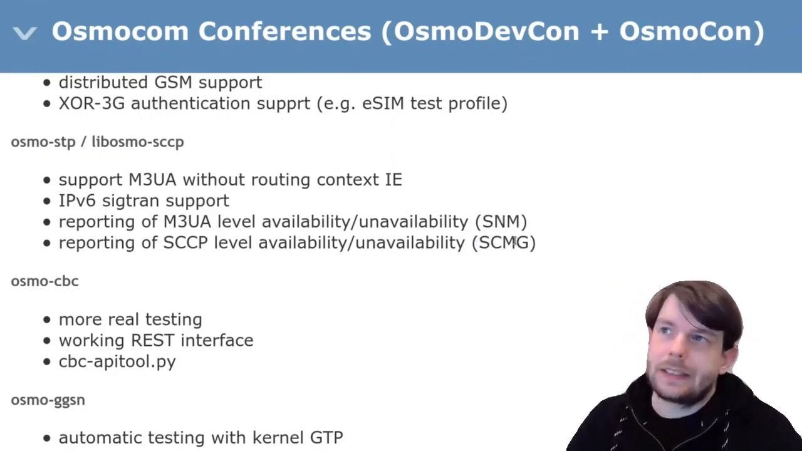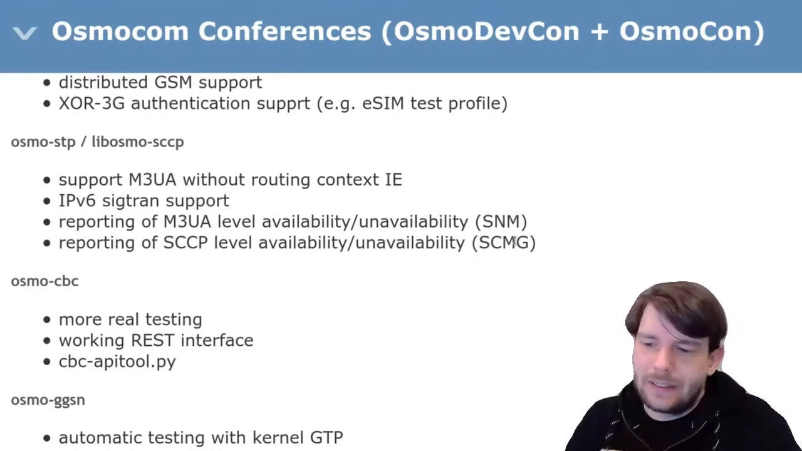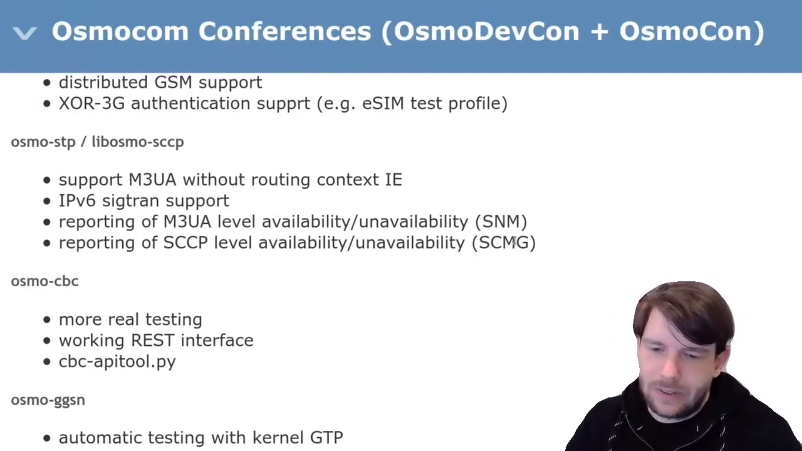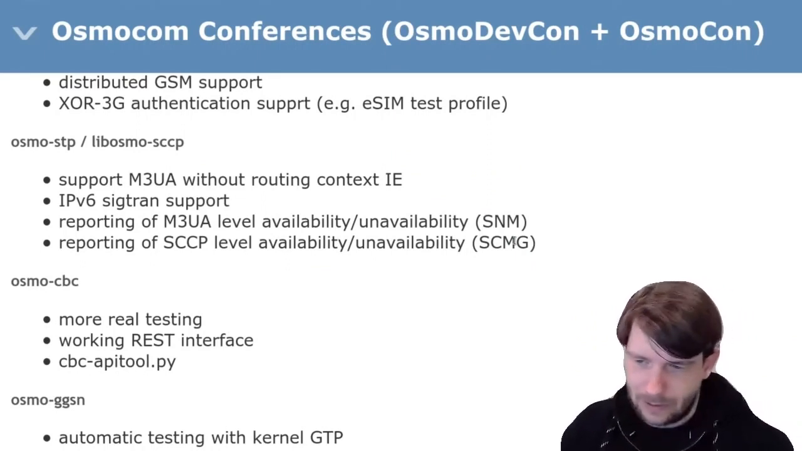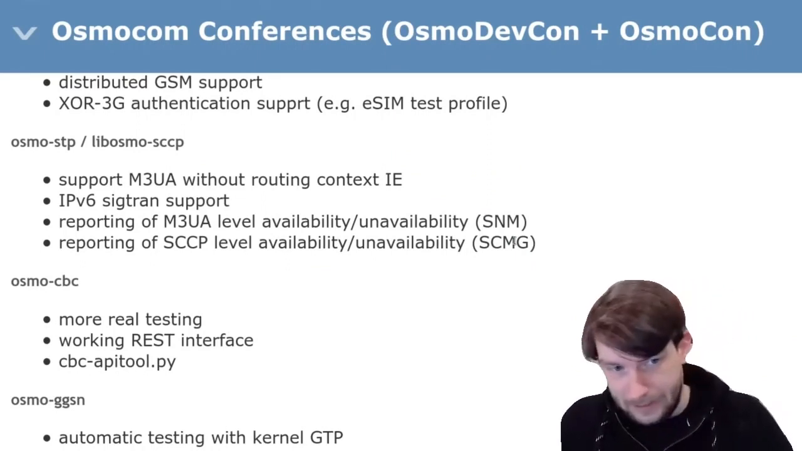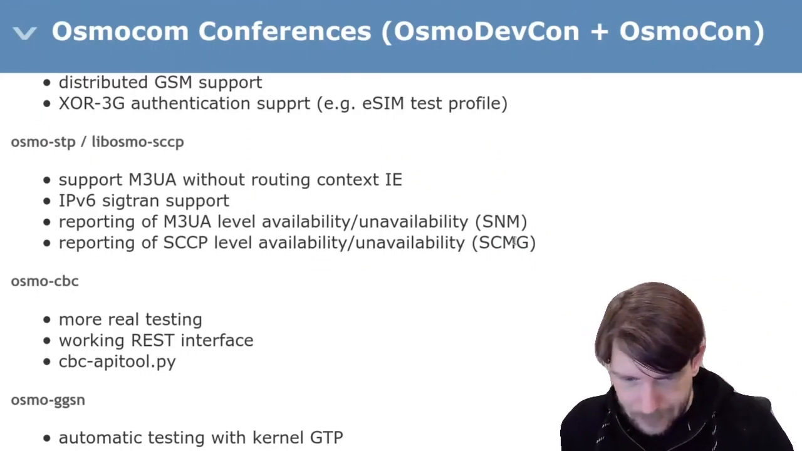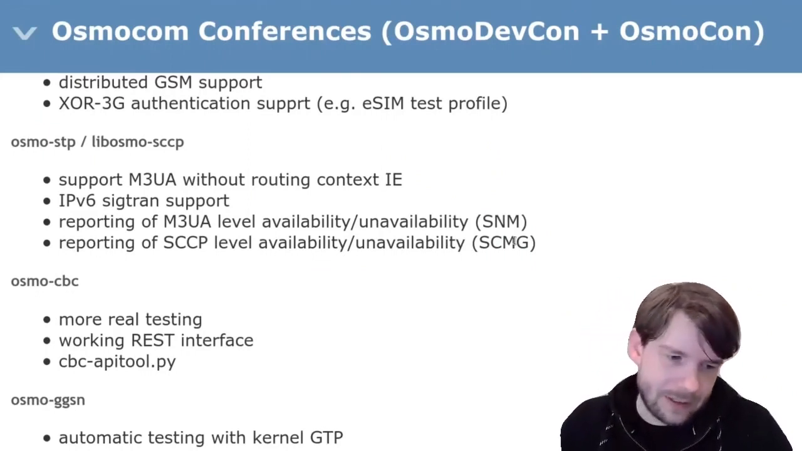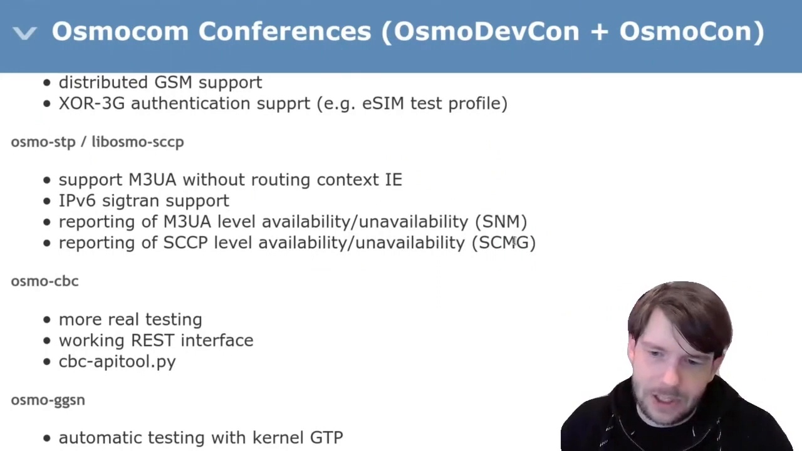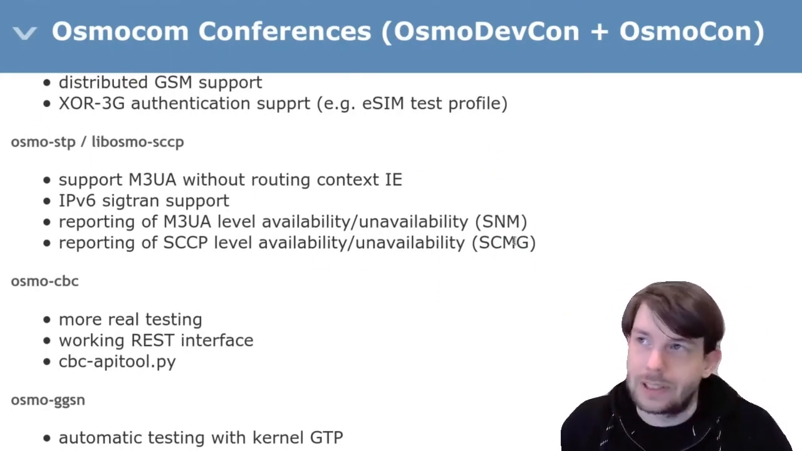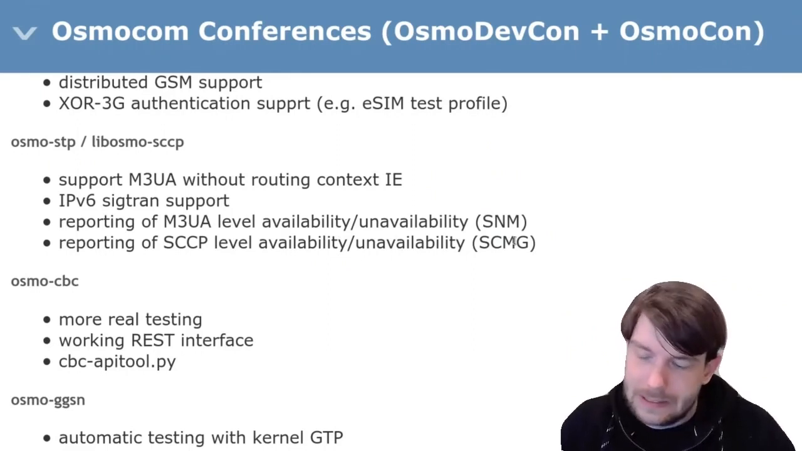meaning that individual network elements and applications connected to Osmo STP will now be notified about the availability or unavailability of certain peers, meaning that, for example, if you're a BSC, you will get notifications when which MSC point code comes up or goes down in terms of is connected to the signaling network or not.